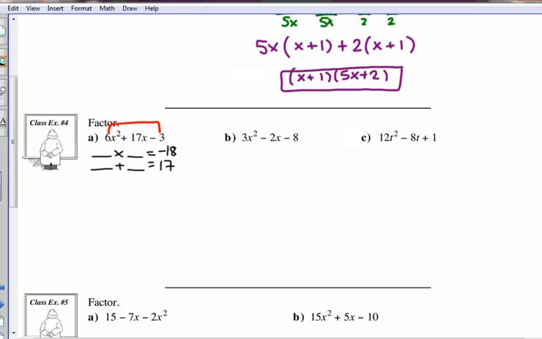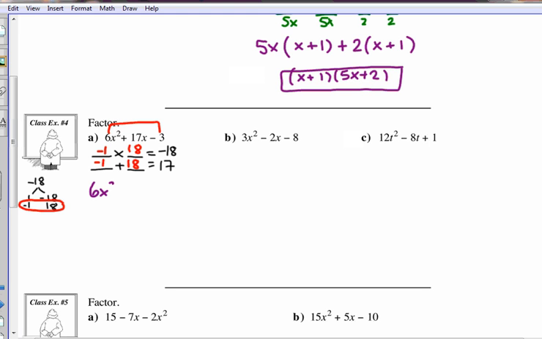So if we have 18 or negative 18, where would the product tree begin? 1 and 18. So we could do 1 and negative 18 or negative 1 and 18. Does any of those add to 17? Negative 1 and 18 add to 17. So there's our numbers, negative 1 and 18. Okay, so what are we going to do with those special numbers? You're thinking simple. We're replacing the 17.